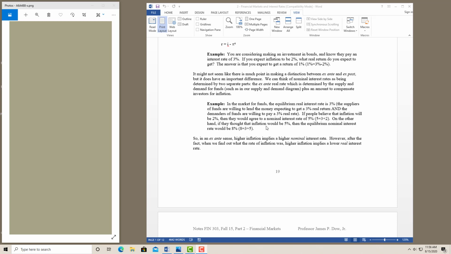On the other hand, if they thought that inflation would be 5%, then the equilibrium nominal interest rate would be 8%. Right? So we've got a 3% real return they want. We think there's going to be 5% inflation, so we add those together to get 8%, which will be the nominal interest rate.